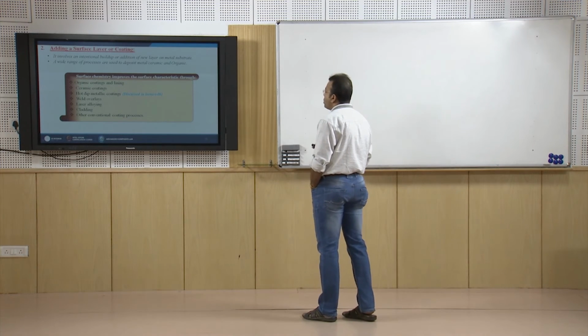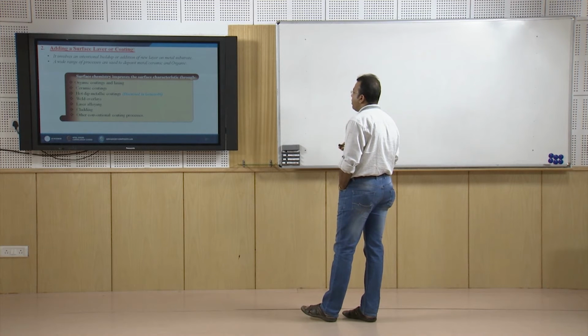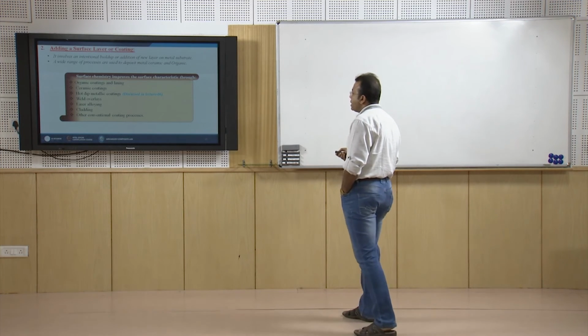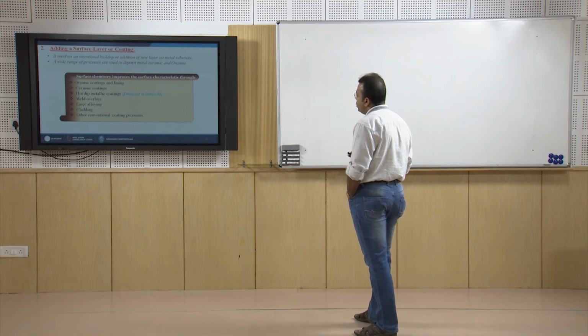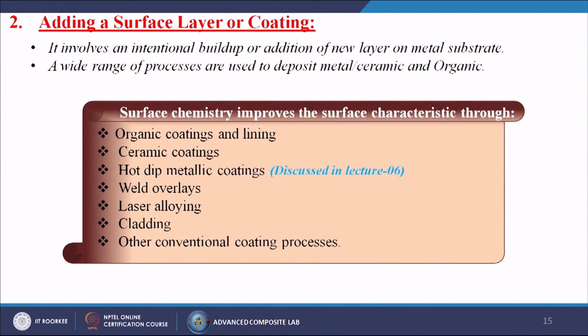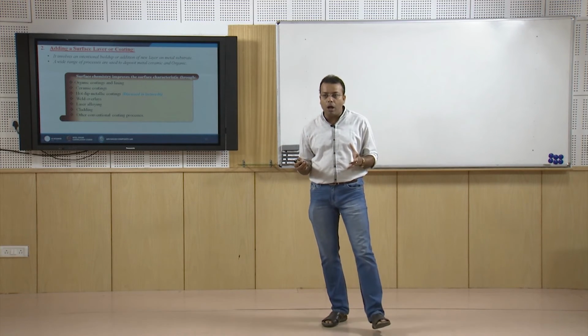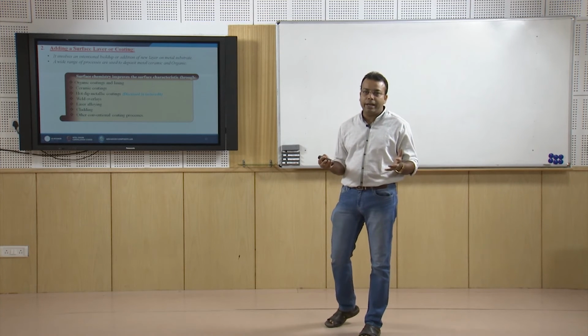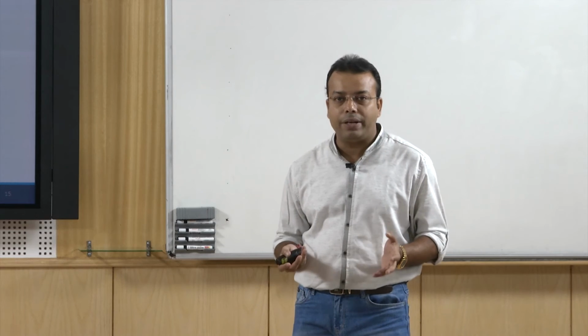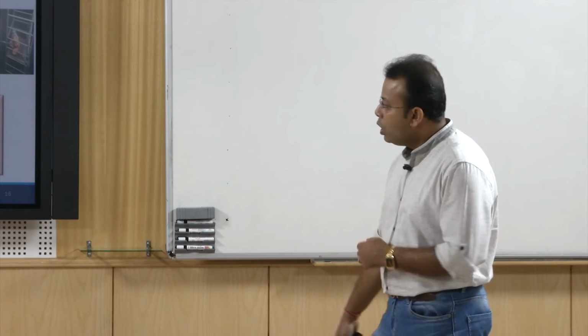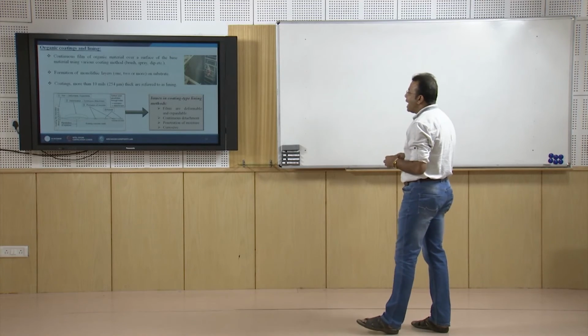A wide range of processes are used to deposit metallic, ceramic and organic layers. So, surface chemistry improves the surface characteristics through organic coatings and linings, ceramic coatings, hot dip metallic coatings, as we have already discussed in our lecture number 6, weld overlays, laser alloying, cladding and other conventional coating processes. So, these are all different processes which involve making some kind of barrier layer or coating on the material surface. First, we are trying to do the organic coatings and linings.